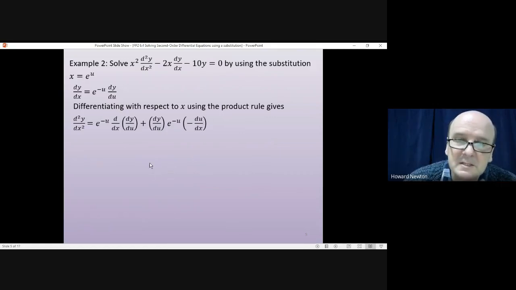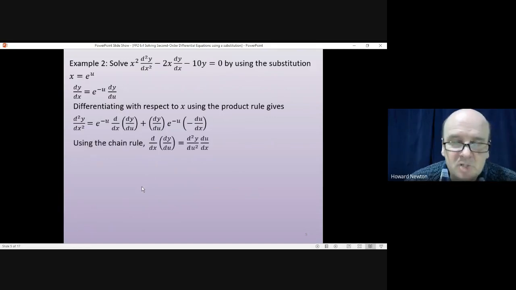Now, the next thing is the really tricky bit. You may not have seen this before. It's the chain rule for second differentials. And if you don't know it already, you should learn it. d by dx of dy by du is equal to d2y by du squared times du by dx. So that's the chain rule for second differentials.